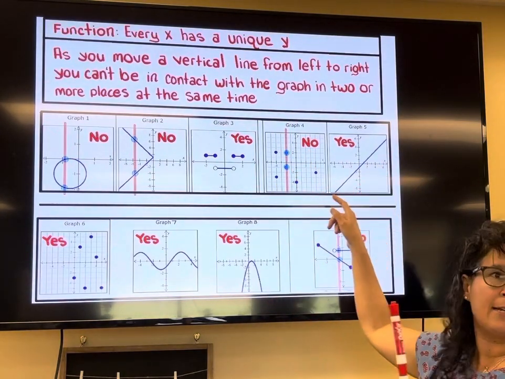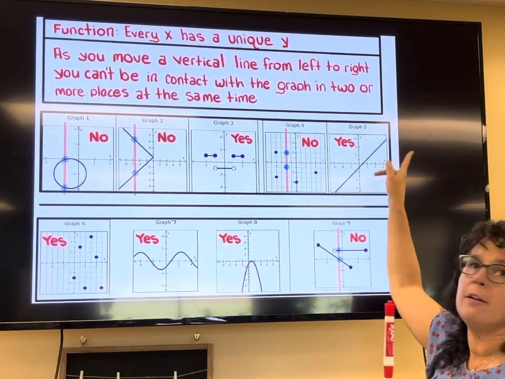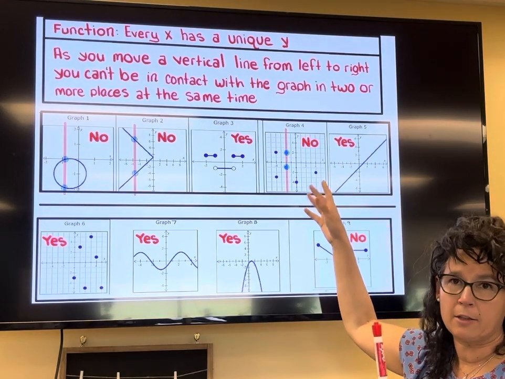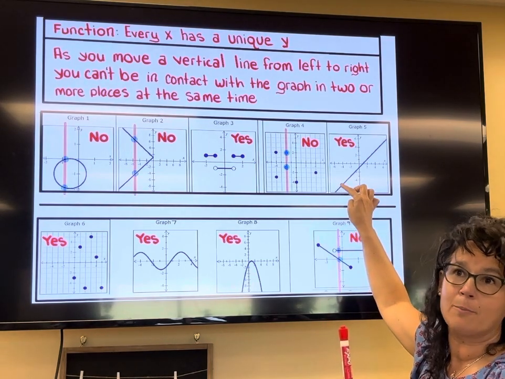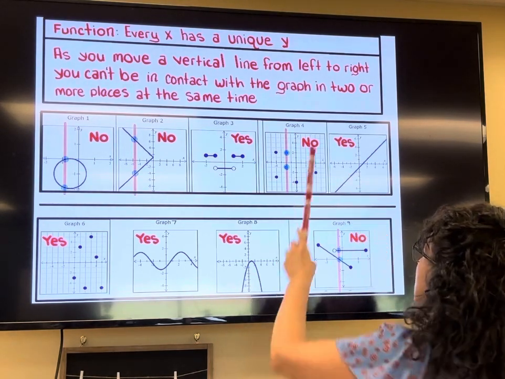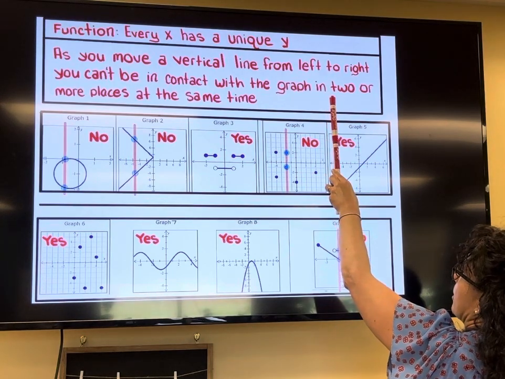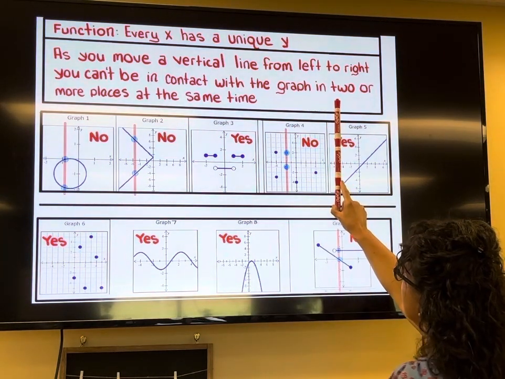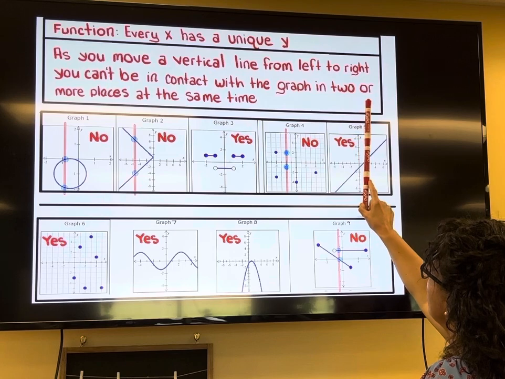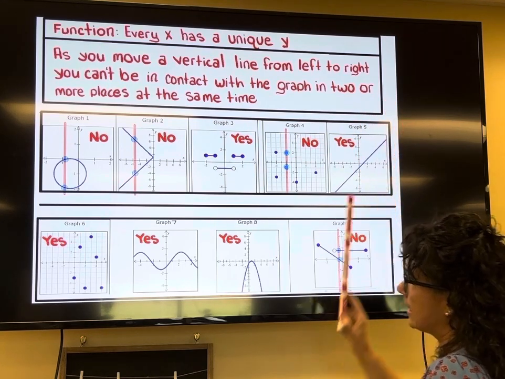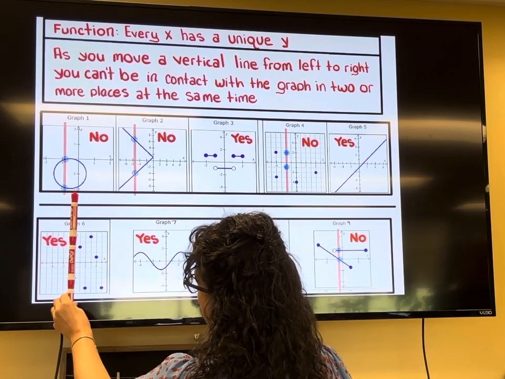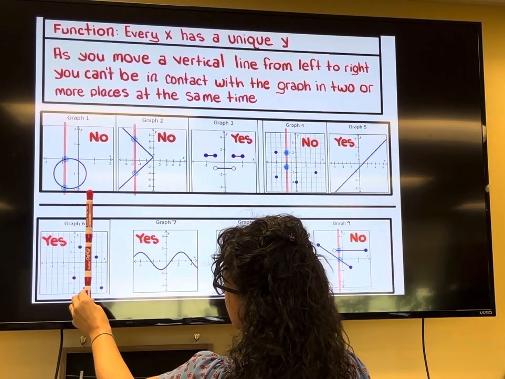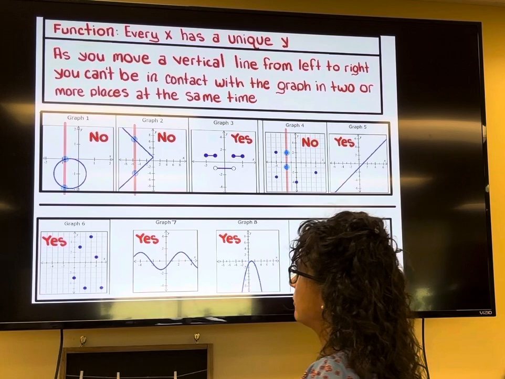When you have a line, you know, it's made up of an infinite number of points. We just don't highlight them all. But every single point is a little bit further to the right and up, to the right and up, to the right and up. So as I move this across from left to right, I'm only touching the graph at 1 point at a time. So that's a yes. These kind of random points here, I'm only touching 1 point at a time as I move across. So that one's fine.